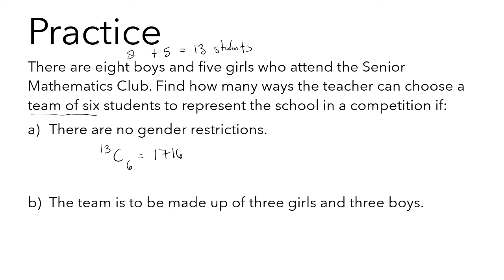Okay, part B. The restriction is the team has to be made up of 3 girls and 3 boys. Okay, so that composes the whole team of 6. So of the 5 girls, we need to choose 3 of them. And then we're going to multiply that by, of the 8 boys, we need to choose 3 of them as well. So 5 choose 3 times 8 choose 3, that gives us 560 different teams.